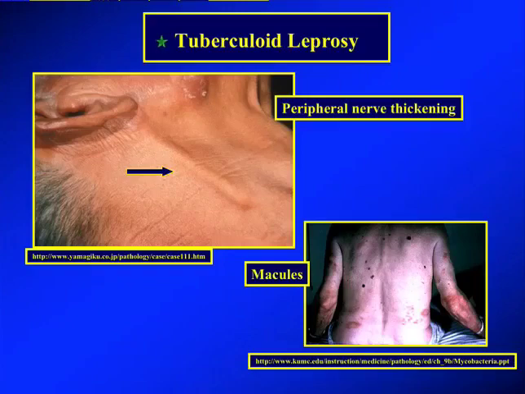And on the other extreme, we have the tuberculoid that certainly loves to produce peripheral nerve thickening and more macular disease. I don't have a smear, but the smear would be pretty much paucibacillary to nothing there, because eventually those agents are totally digested, and the patient has an opportunity to become better.